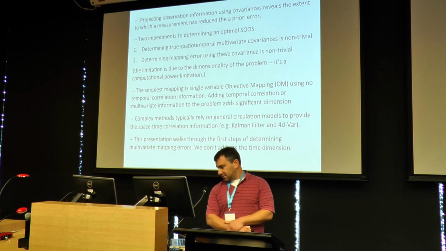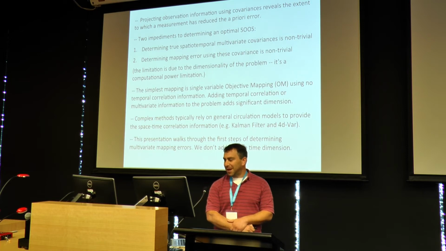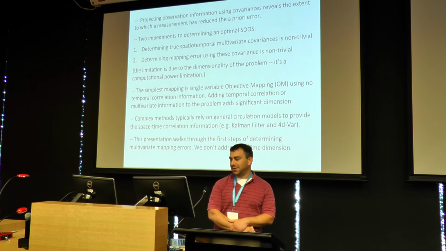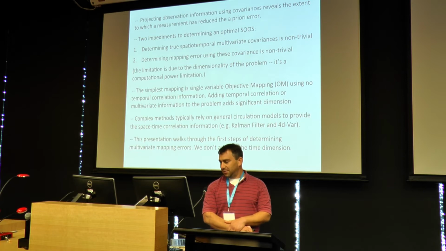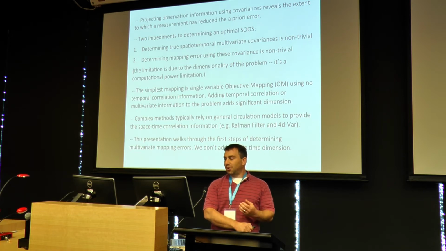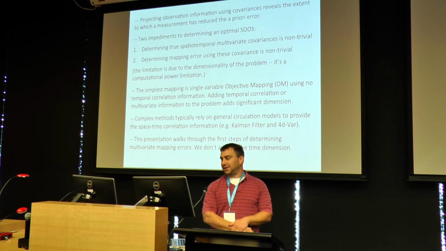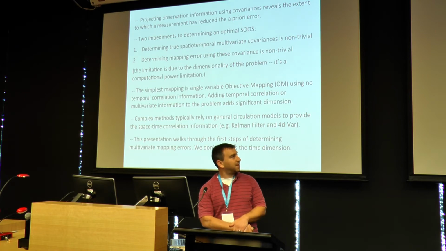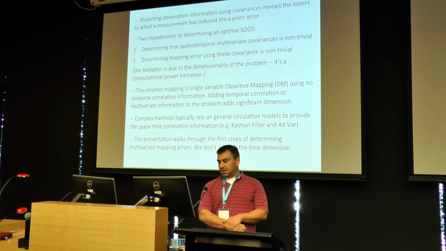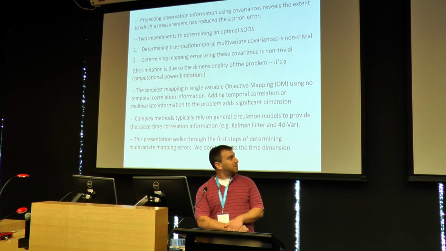The simplest mapping is single variable objective mapping using no temporal correlation information. When you add temporal correlation information or multivariate information, the problem gets significantly more difficult. There are a lot more dimensions and complexity, and there are complex methods for dealing with this, especially with the time dimension, and those call on Kalman filter methods or the 4DVar method to give that space-time correlation information.